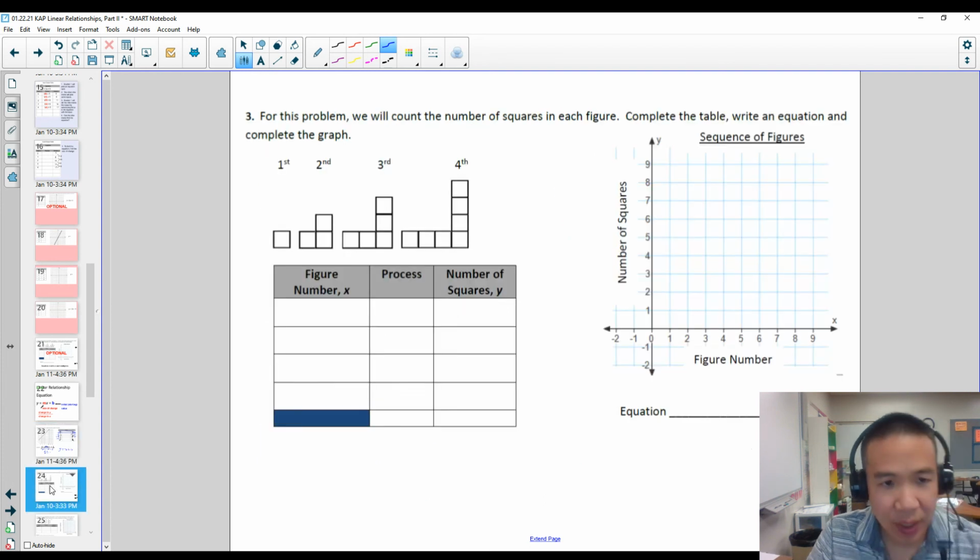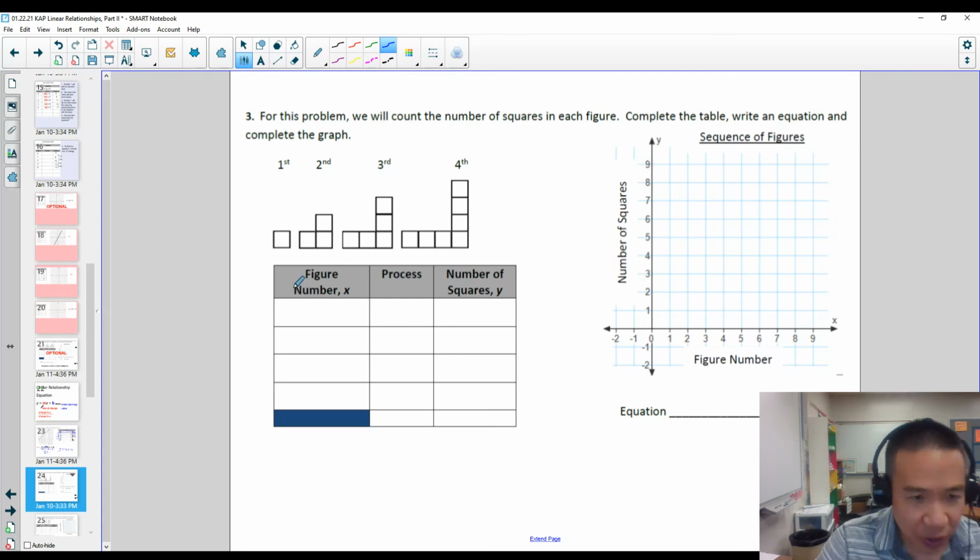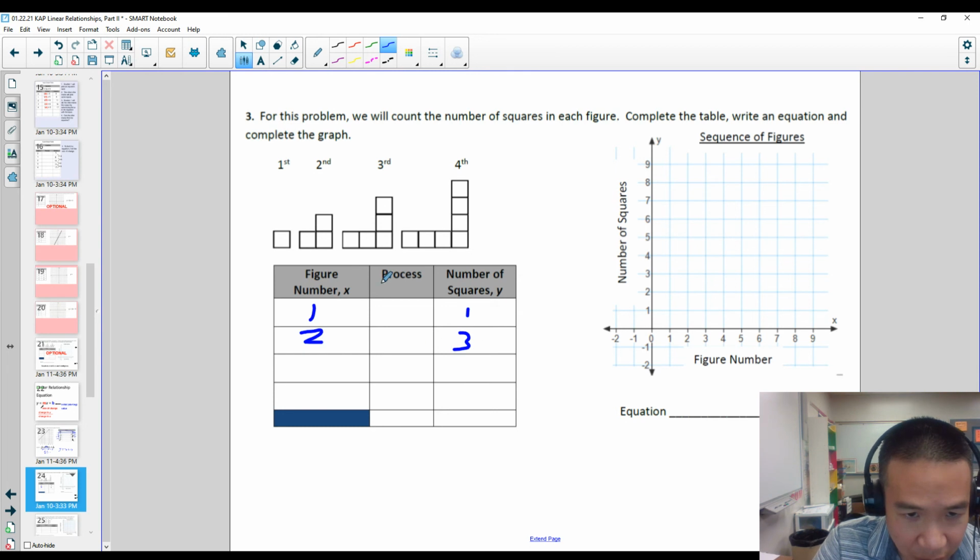Next one. So in here, we have figure number 1. Count the number of squares in each figure, 1 square. Figure number 2 has 3 squares. Figure number 3 has 5 squares. Figure number 4 has 1, 2, 3, 4, 5, 6, 7. So what is the rate of change?